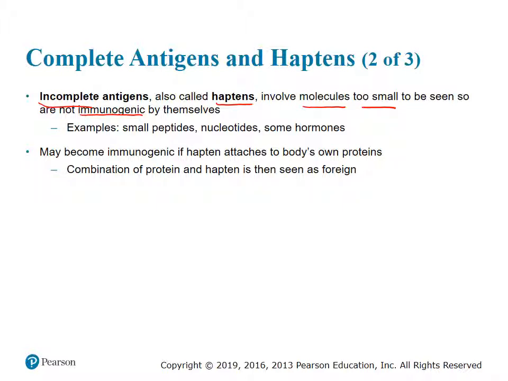So you must ask yourself, then why would this be part of the immune system? What this means is it becomes immunogenic if the incomplete antigen attaches itself to our own proteins, of our own cells of our own body, or the proteins that are sometimes secreted out in blood or in fluid, that are part of our body. So when they attach themselves to those proteins, the combination of the protein and the hapten together is seen by the body as foreign.